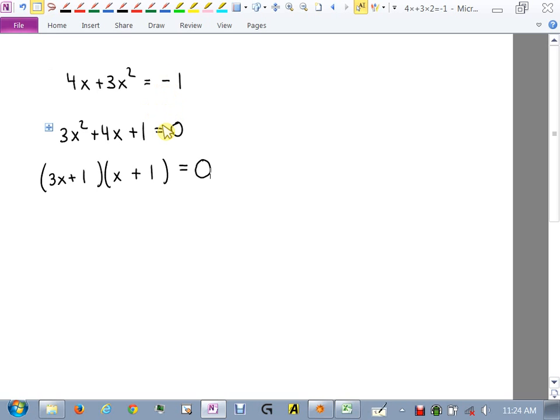So we go back to the very beginning of class when I said you've got to be able to factor quadratic trinomials. Again, it's coming up again for us. So we get two answers, negative 1/3 and negative 1. So there are actually two possible solutions for this.